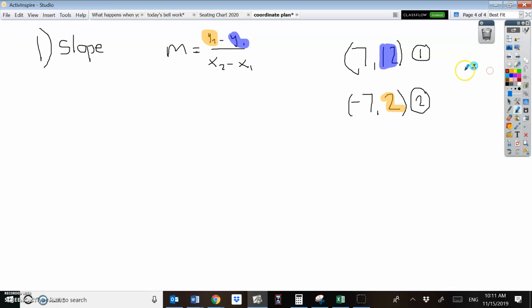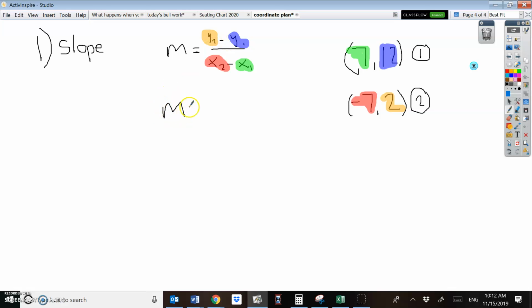Let's go for red now. x2 is the x value from the second ordered pair, and it's negative 7. And now a good green. x1 is the x value from the first ordered pair, right here. Now I need to substitute, instead of rewriting the formula for slope, the values from the ordered pairs into the formula for finding slope.